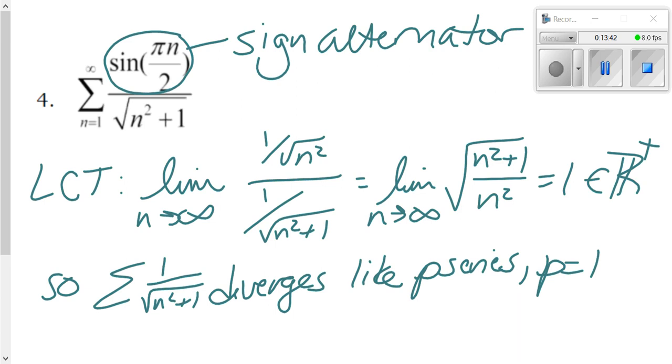In question 4, this is a disguised sign alternator, but if we are alternating between these different values of sine, like I'm putting in 1, I've got sine of pi over 2. I put in 2, I've got sine of pi, but sine of pi is 0, so that's going to go away. And so the only terms that are going to remain are the ones that alternate between 1 and -1, 1 and -1. Okay, so there's a disguised sign alternator there.